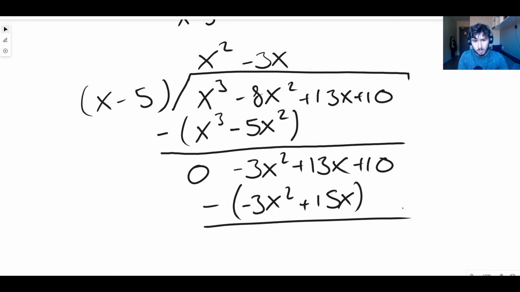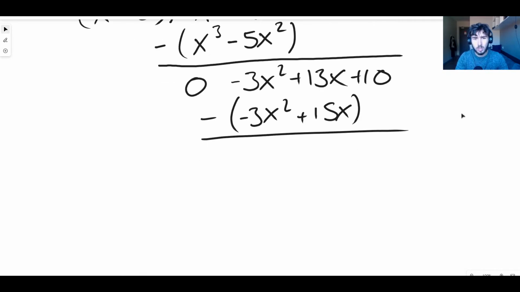Okay. And then we do our taking away. So minus 3x squared minus minus 3x squared, that's 0, because it's minus 3x squared plus 3x squared. And then we do 13x minus 15x, which is minus 2x. And again, the 10 comes down, so we get plus 10, just like that.